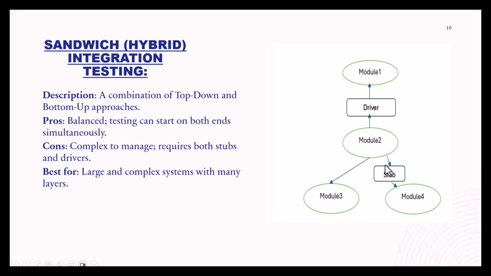It is a mix, or hybrid, of both the top down and the bottom up approach. It is a balanced one, and testing can start on both ends simultaneously. But it is very complex to manage as we are using two approaches here, and it requires both stubs and drivers. So it is best for large and complex systems with many layers.